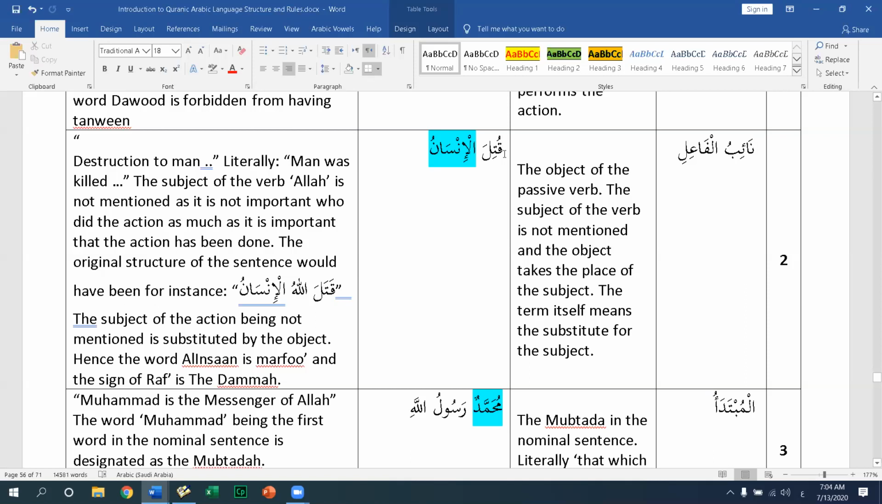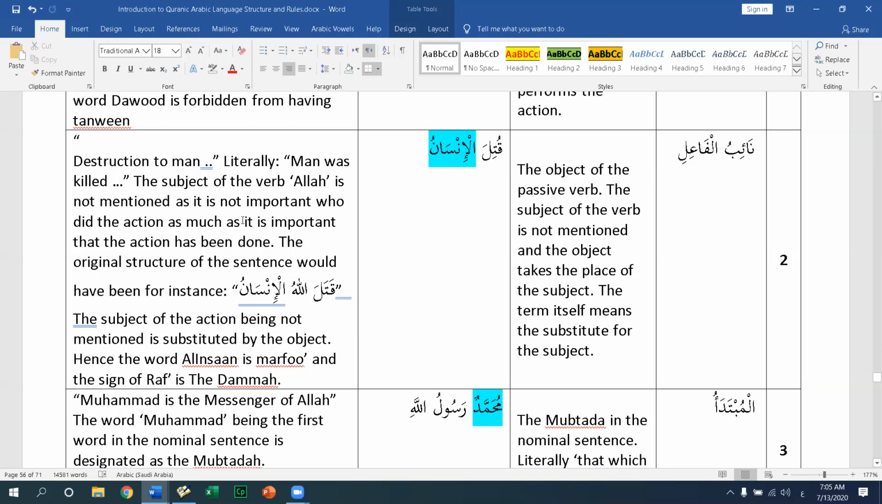So if we were to look at the verb قتل, Allah says in Quran, قتل الإنسان ما أكفره. قتل literally means to be killed, coming from the verb قتل, he killed. So if we were to say قتل الله الإنسان, Allah killed the person. قتل here is used to mean to curse or to destroy. قتل الإنسان, man is destroyed or cursed. Destruction to man, literally man was killed.